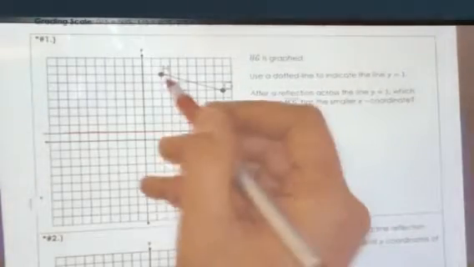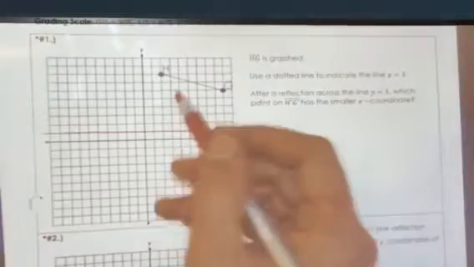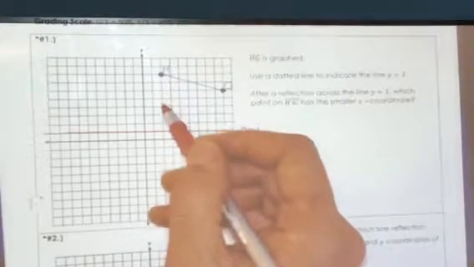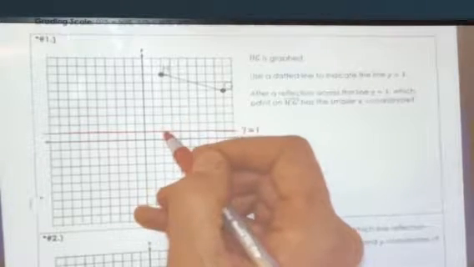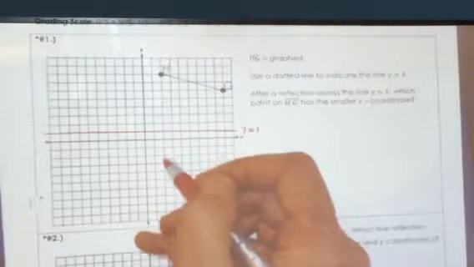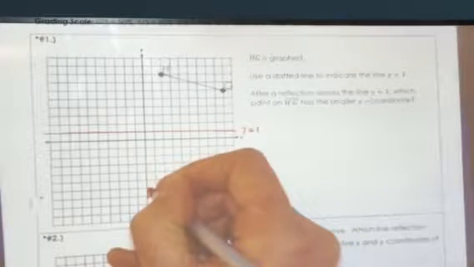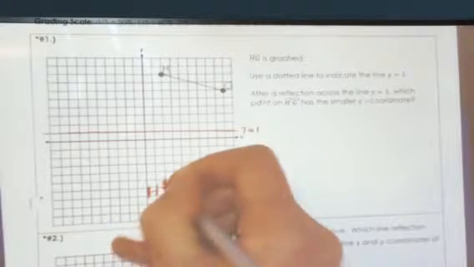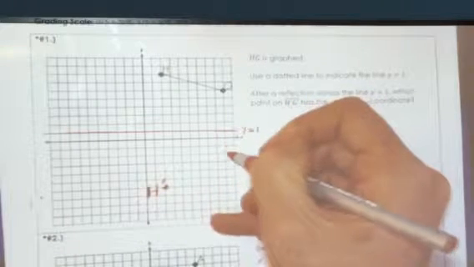So we need to do the reflection. So we'll count to the line. 1, 2, 3, 4, 5, 6, 7 for H to the line, and then 7 again. 1, 2, 3, 4, 5, 6, 7. And there's H prime. G is closer to the line. 1, 2, 3, 4, 5. 1, 2, 3, 4, 5.